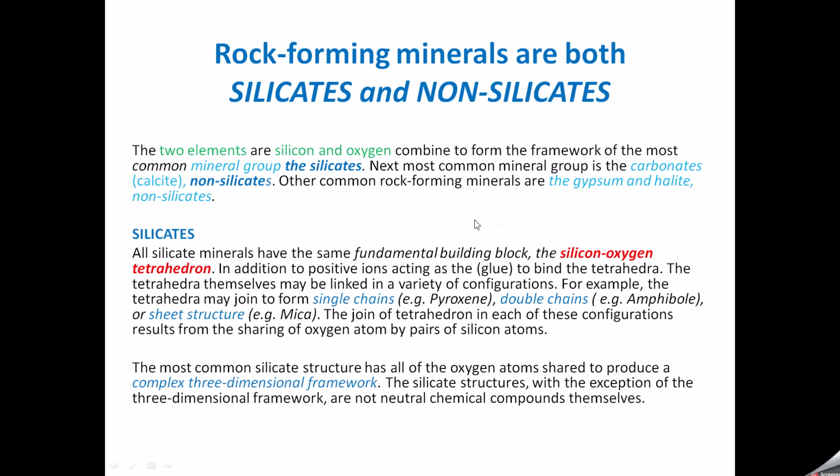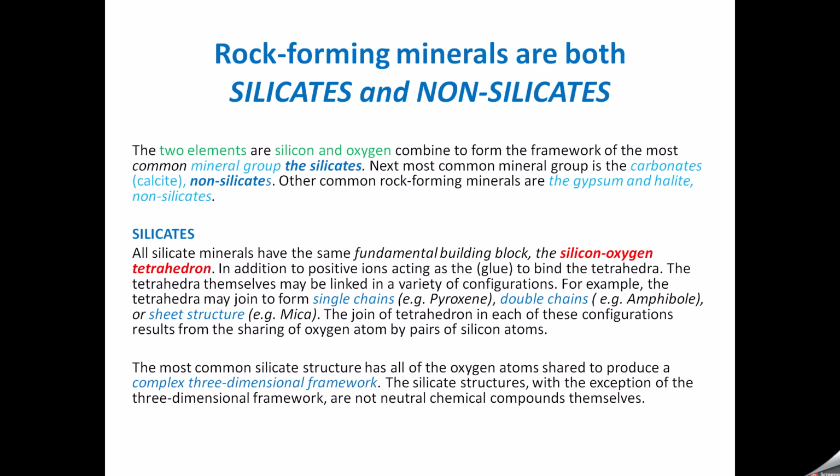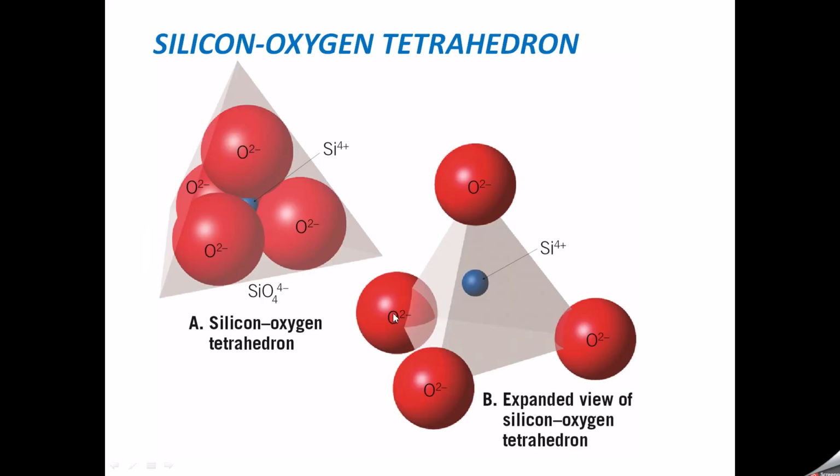Silicate minerals: the main fundamental building block is called the silicon oxygen tetrahedron, and they can form single chains, double chains, sheets, and complex three-dimensional framework. So let's look at the figure to see the tetrahedron. The tetrahedron is just one silicon here, and three ions of oxygen, four ions of oxygen. 1, 2, 3, 4. This is the silicon oxygen tetrahedron.